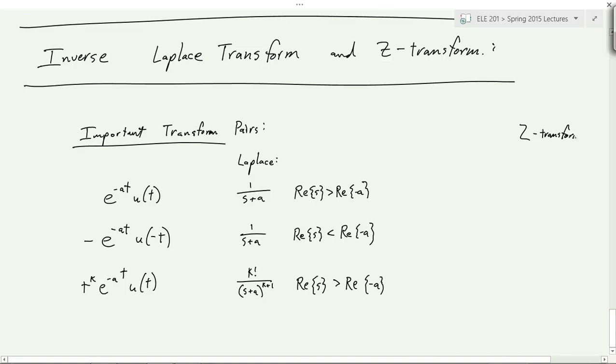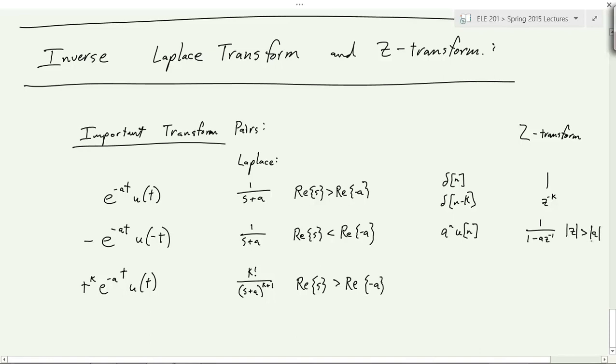We also need some pairs over here. Well, there's some we already know. Delta function of n is just 1. Or more generally, delta function of n minus k is just z to the negative k. Okay. We have that a to the n, u of n, and a does not have to be real here, this is always going to be 1 over 1 minus a z inverse. And of course, since this is right-sided, you already can figure out that the region of convergence will be everything outside of the pole, like this.